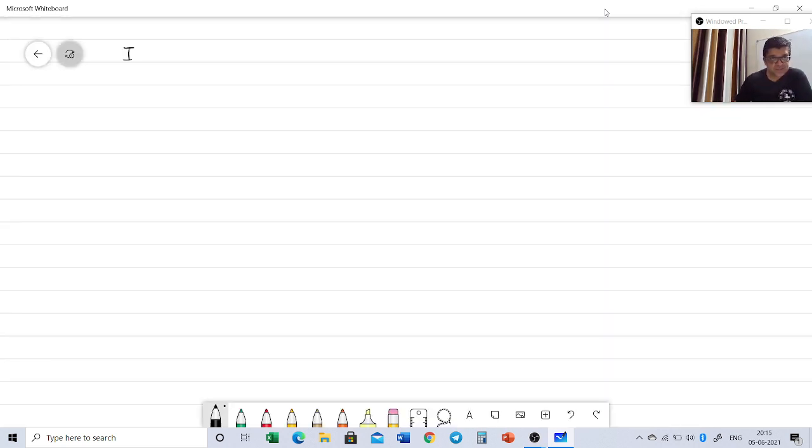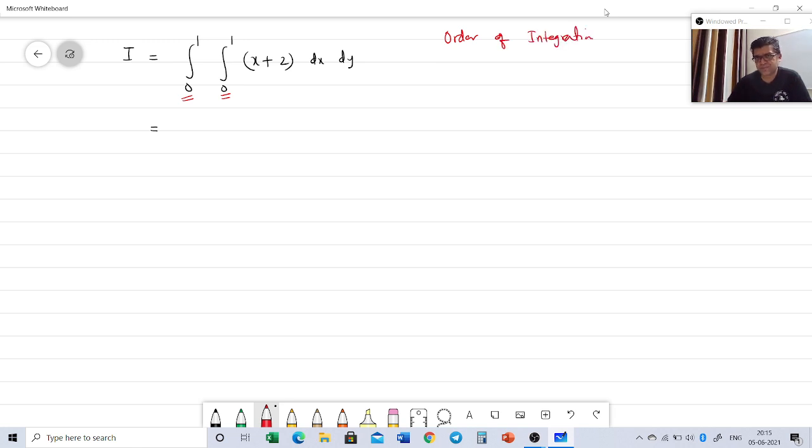Let me take one simple example: integral 0 to 1 followed by another integral 0 to 1, let's say x plus 2 dx dy. Fundamentally, keep this point in mind: we should always integrate the inner integral first. First thing I notice, both the limits of integrals are constant. So here order of integration doesn't matter much. When I say it doesn't matter much, let us understand what it means.